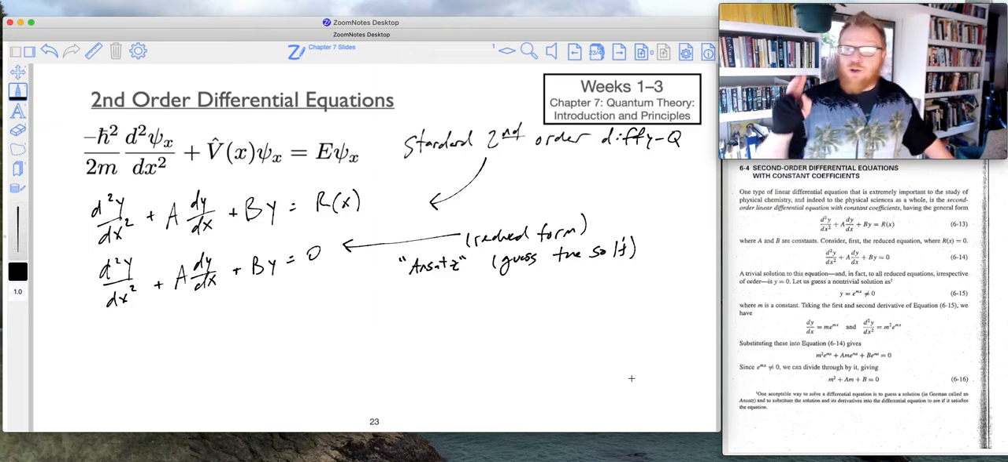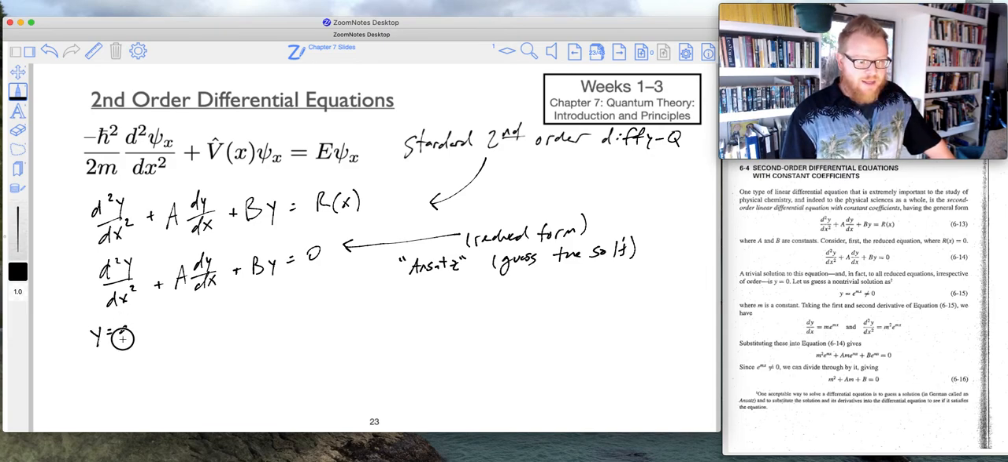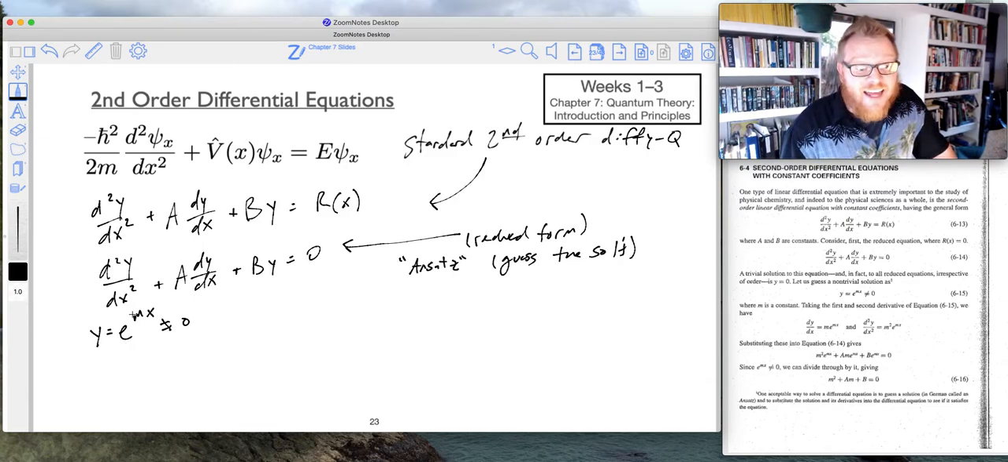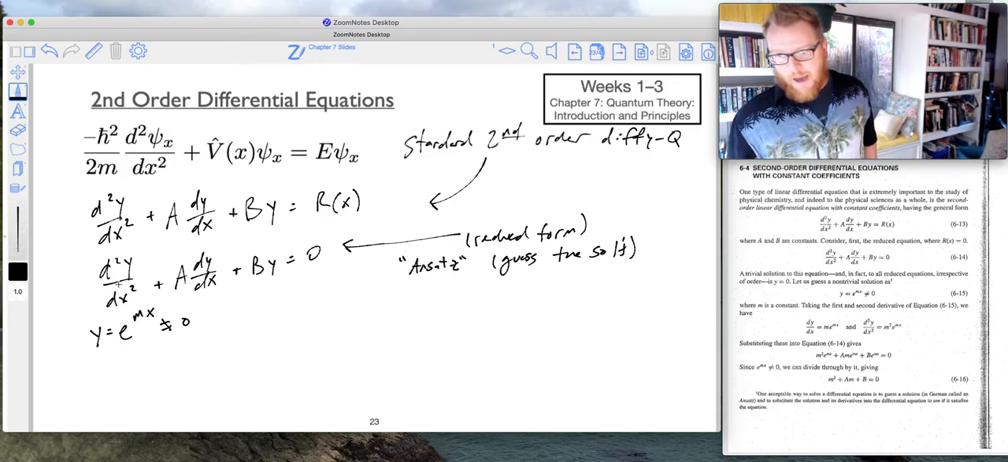So what we do, and we do this for all standard second order differential equations, is guess that y equals e, the exponential, raised to the power mx, where m is a constant that we need to determine, and we say that this cannot be equal to 0. So now we've already guessed that e to the mx is a solution for y. That's going to be all of our initial guesses: y equals e to the mx.